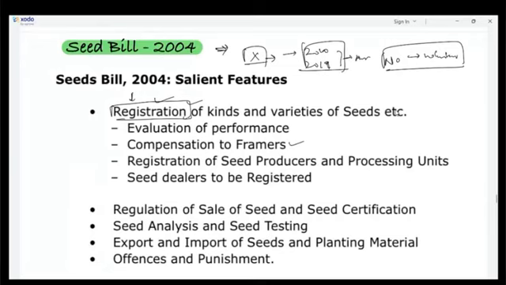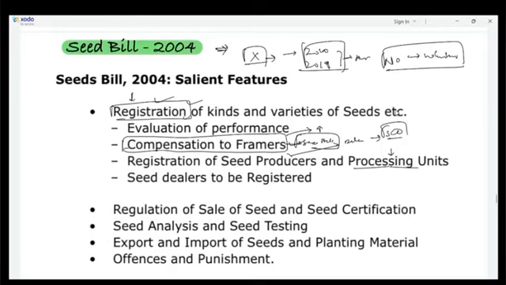And the compensation. The compensation was very low under the Seed Act 1966, so the compensation rates have been increased in the seed bill. Also, there was no registration of seed producers and seed processing units. Only seed dealers were given licenses under the Seed Control Order, but no seed processing units were registered. So the registration of seed producers and processing units was included. Also, seed dealers should be registered. This is also not covered in the Seed Act 1966.